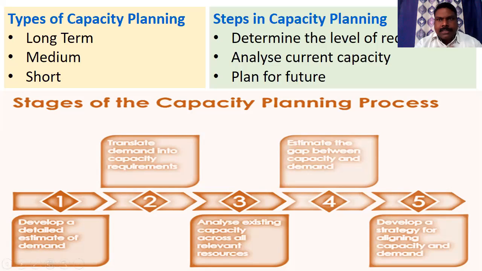Steps in capacity planning. The first step is determining the level of requirement: what we need, how much we need, when we have to need it, and where we have to do this. Then analyze current capacity, that is, what is the design capacity, actual and effective. Then plan for the future. After 6 months, we are going to do forecasting and estimation. If you want to think of the future, compulsorily we have to see what is present now.